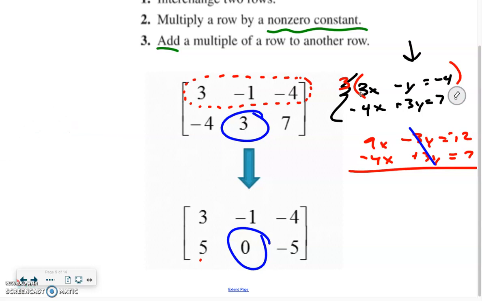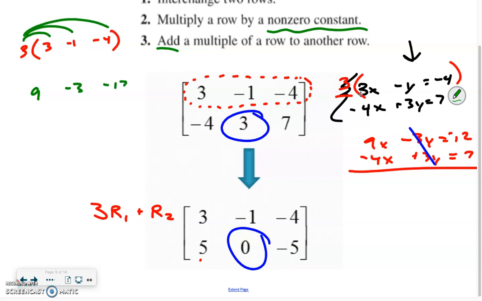If we're to write this up in terms of row operations, what did we do to row 1? So we did 3 times row 1, and then what did I add it to? Didn't we add that to row 2? Isn't that what we just did? All right, so in matrix world over here, what's that going to look like? If I took 3 times row 1, so 3 times 3, -1, -4, if I multiply that out, what's that going to look like? Distribute, we get 9, -3, -12.